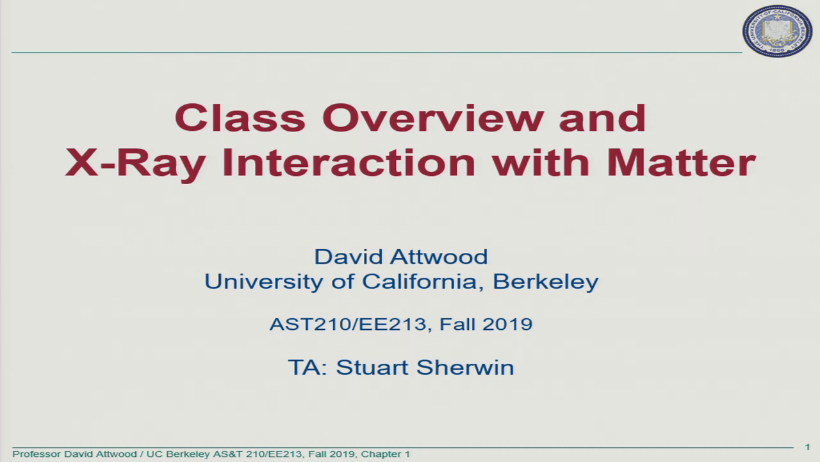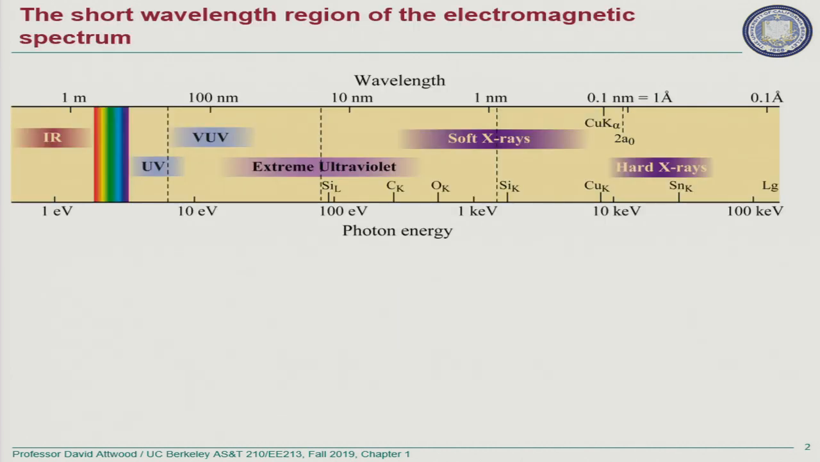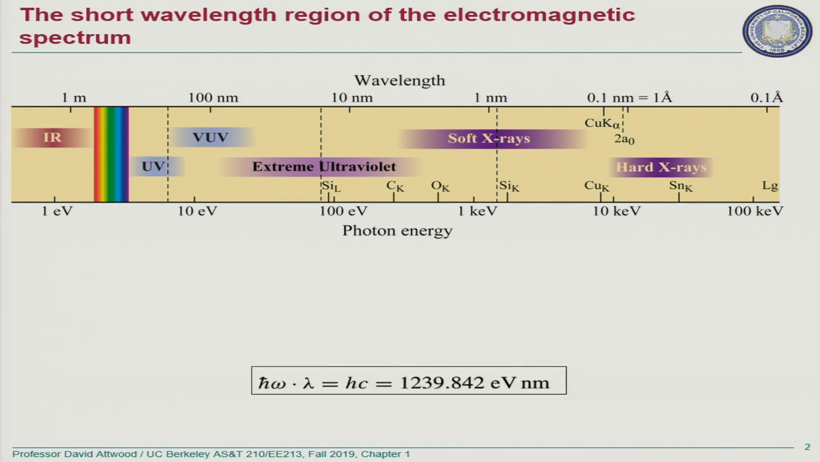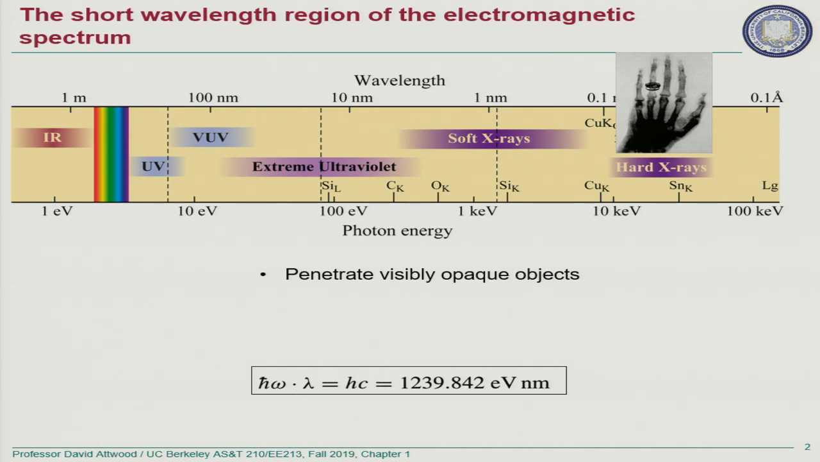So this class is about the short end of the electromagnetic spectrum: EUV, soft X-rays, hard X-rays, and tender X-rays, which aren't on this chart. Somewhere in between hard and soft, although tender is not really between hard and soft. So basically, this is the electromagnetic spectrum. It's wavelength on the top, energy on the bottom, and they're always going to be related by these universal constants. Okay, that's fine. And we can do many, many applications.